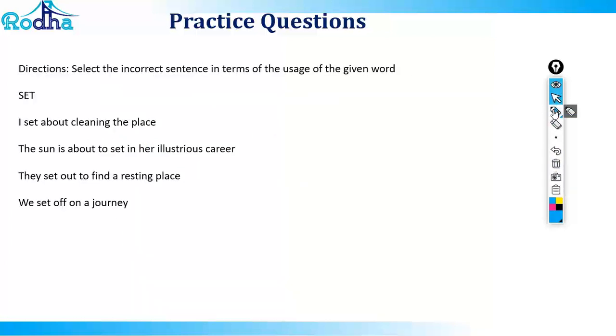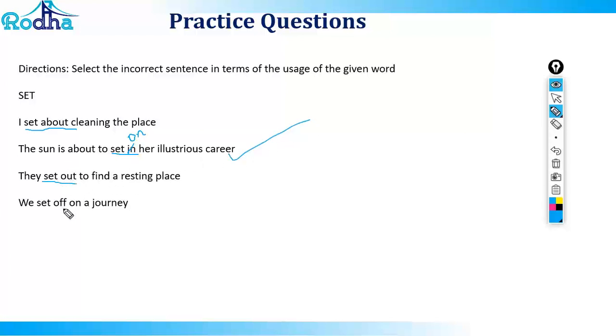Now, the next question says select the incorrect sentence in terms of the usage of the given word. Now it says set. I set about cleaning the place. Set about means start off, so that's correct. The sun is about to set in her illustrious career. You don't say set in, you say set on. So the sun is about to set on her illustrious career, so that's the error, and therefore this has to be the answer. They set out to find a resting place.